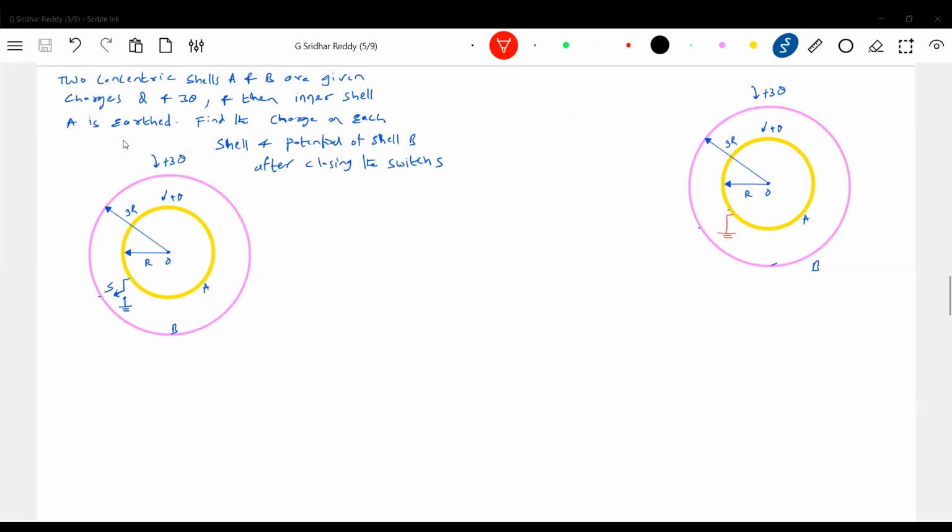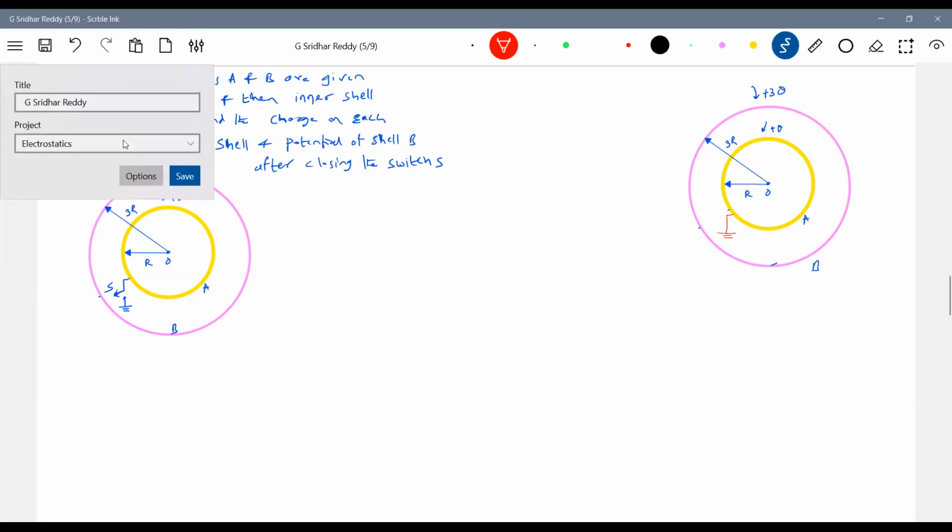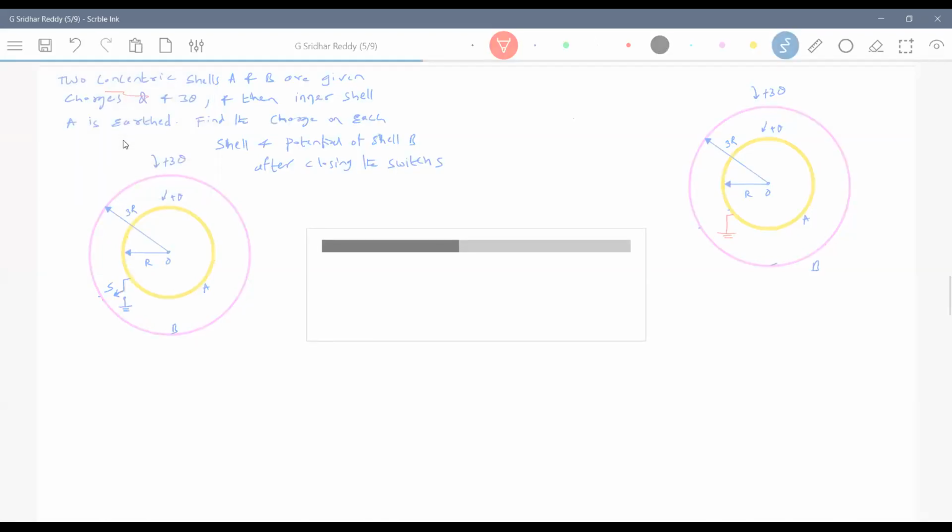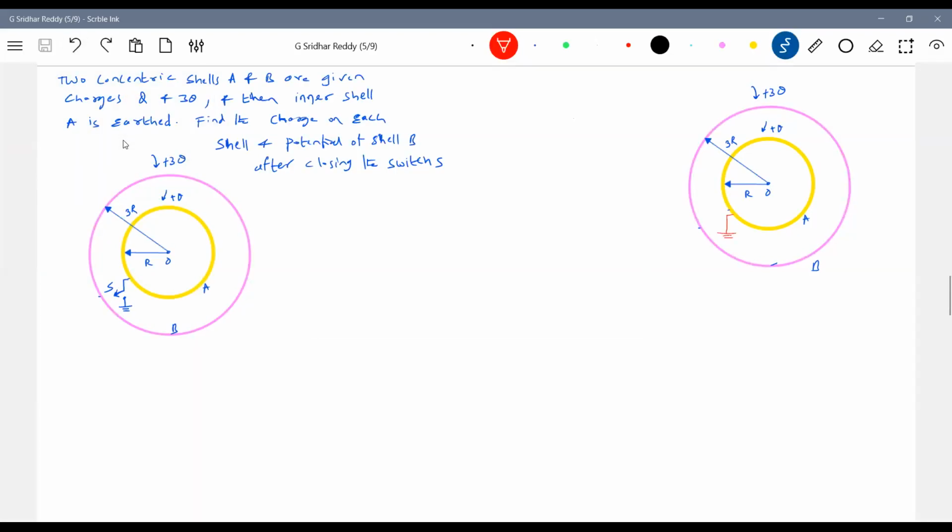Two concentric shells A and B are given charges Q and 3Q, and then inner shell A is earthed. Find the charge on each shell and the potential of shell B after closing the switch. Now what charges will be there? We don't know. Again, what is the method?